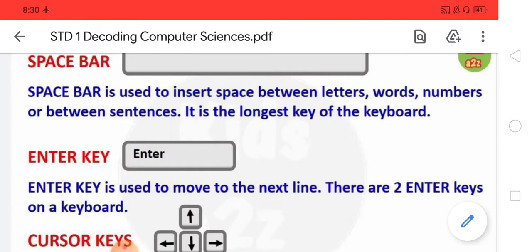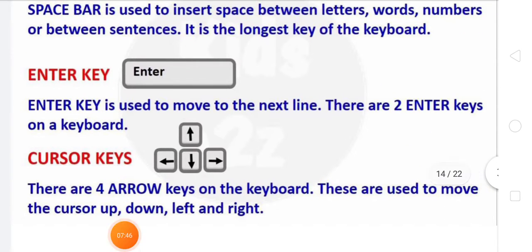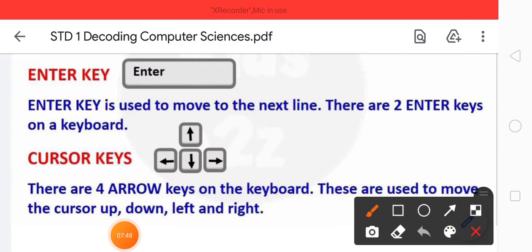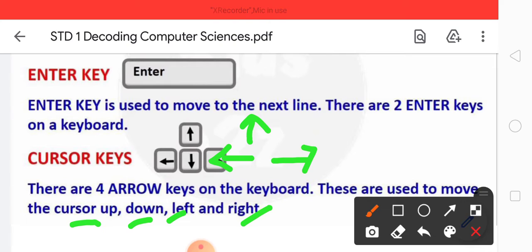Okay, then the cursor keys. There are four arrow keys on the keyboard. These are used to move the cursor up, cursor down, cursor left, and cursor right. Okay, this one for up, this one for left, this one for right, and this one for down.